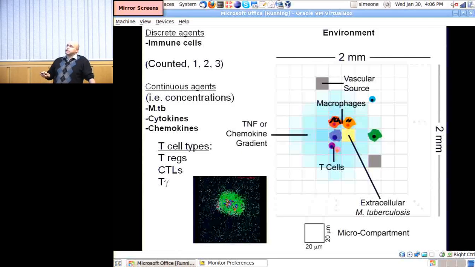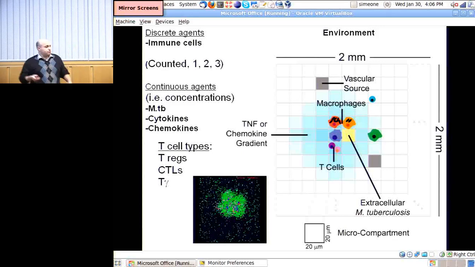They are smaller. And we place randomly on the grid vascular sources. And those are the sources, if you see the gray spot here, those are where the cells are coming in, macrophages and T cells. So just to give you an example, there are so many rules and knowledge that is embedded into the model.